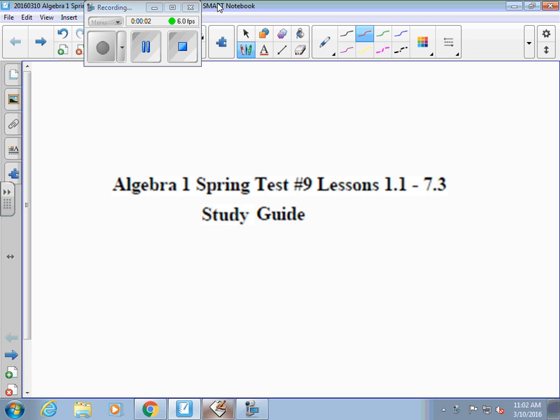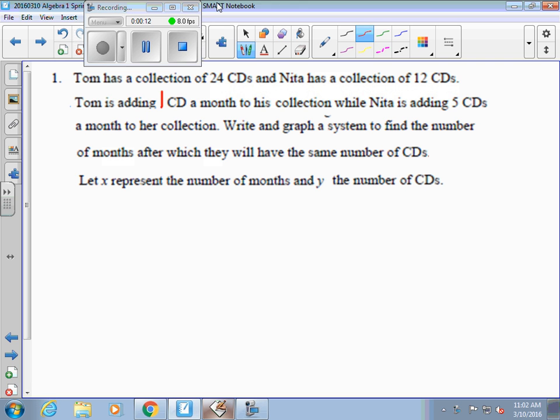This is Algebra 1, spring test number 9 study guide. We got through lesson 7.3, where we're solving systems of equations using the combination or elimination method.